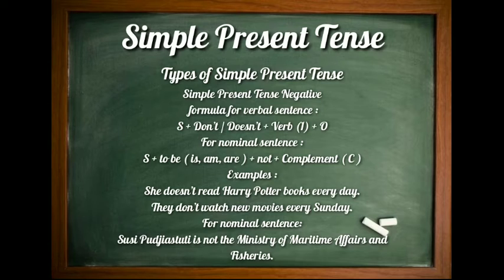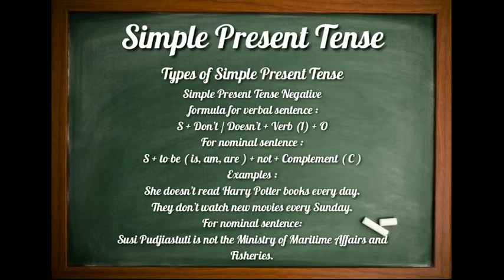If the sentence is a nominal sentence that uses to be, then the formula will be subject plus to be (is, am, are) plus not plus complement. And here are some examples of simple present tense negative.